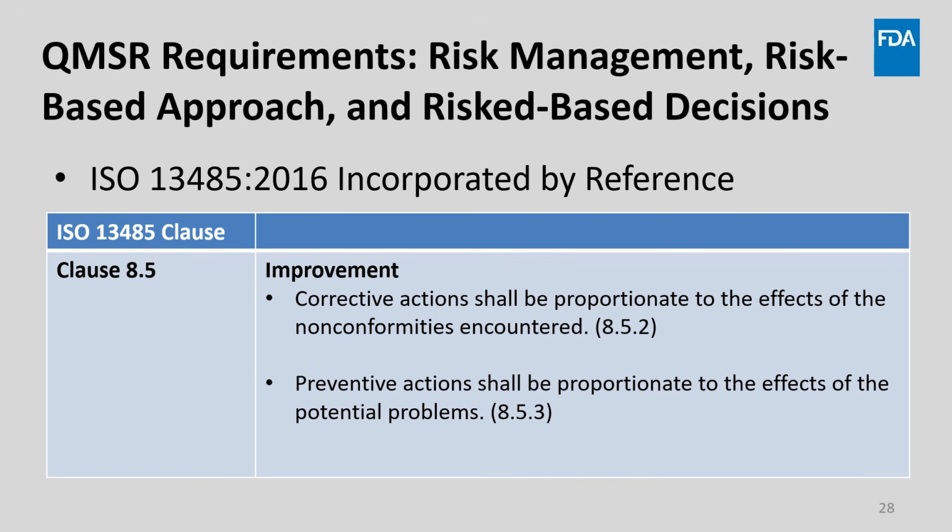Finally, Clause 8.5, improvement, requires that corrective actions be proportionate to the effects of nonconformities encountered and preventive actions be proportionate to the effects of potential problems. The degree of action taken should be dependent upon and related to the risk. For example, you may decide to recall and relabel the device with misprinted instructions as a corrective action for a high-risk device, or you may add extra validation checks before a software update rollout as a preventive action for a high-risk device.